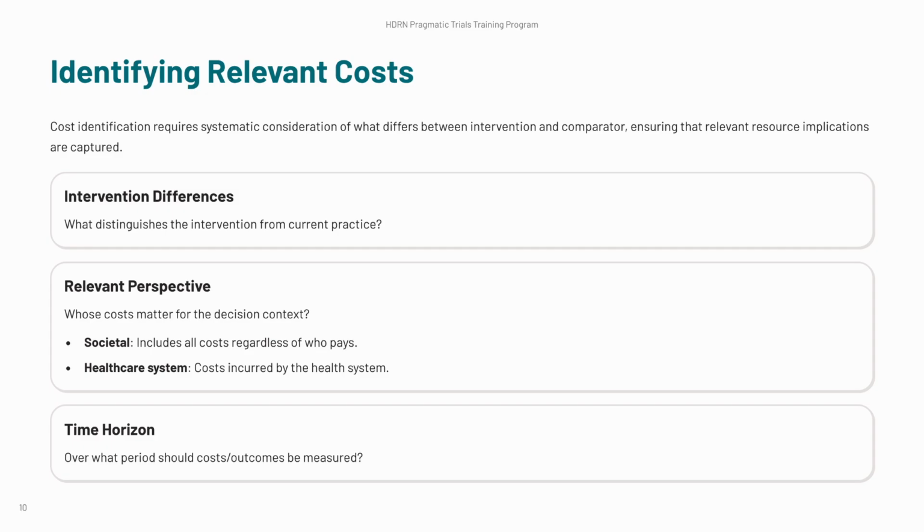Costing an intervention starts with identifying what differs from usual care in terms of delivering the intervention itself and its related impact on health-related outcomes. The perspective matters as well, whether we're looking from the viewpoint of society, the health system, or the patient, because each captures different costs and consequences. Paired with an appropriate time horizon, this approach gives a complete and accurate picture of the true cost of an intervention.